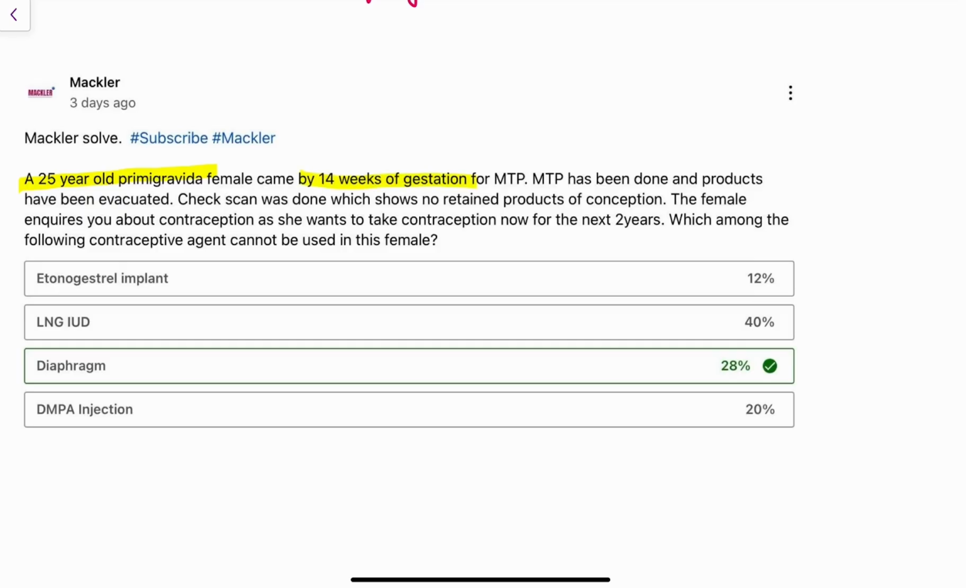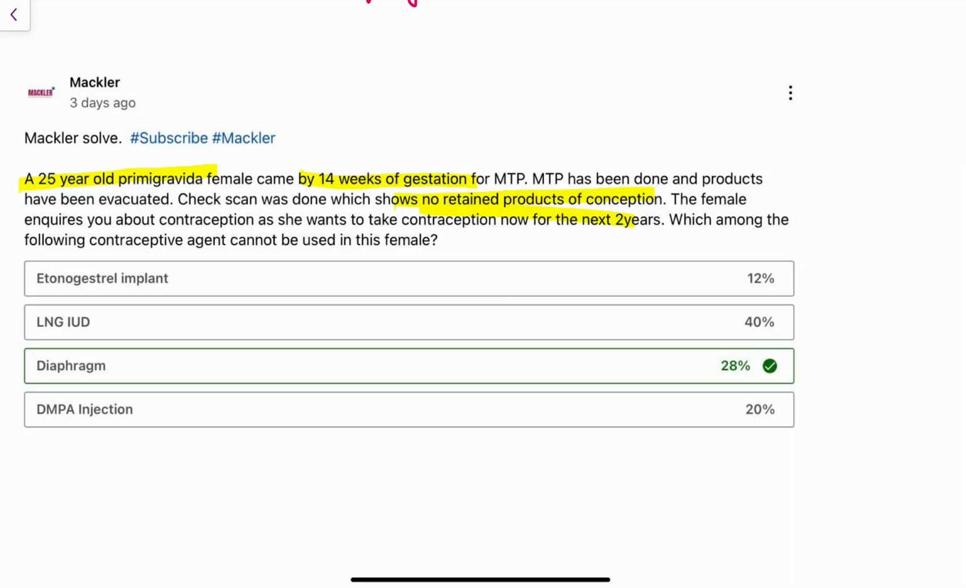The question was, a 25-year-old primigravida came at 14 weeks of gestation for medical termination of pregnancy, right? So by the 14th week of gestation, that is in the second trimester, she came for medical termination of pregnancy. The medical termination has been done and the products have been evacuated. A check scan was done, which shows no retained product of conception. So there is no retained product of conception in her uterus.